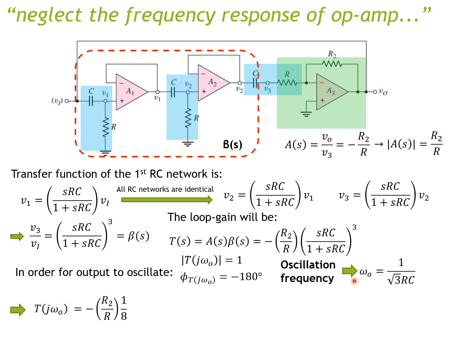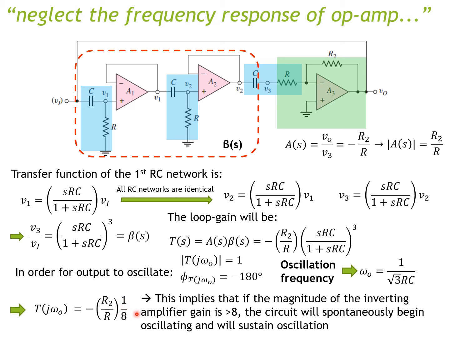And if you plug this omega back in here, you can have the loop gain to be negative R2 over R multiplied by 1 over 8. So this 1 over 8 factor here implies that if the magnitude of the inverting amplifier gain is larger than 8, the circuit will spontaneously begin to oscillate and will sustain this oscillation.